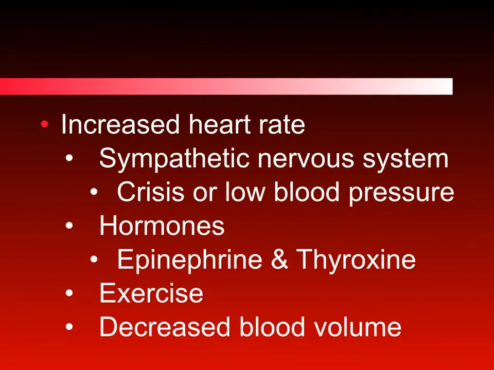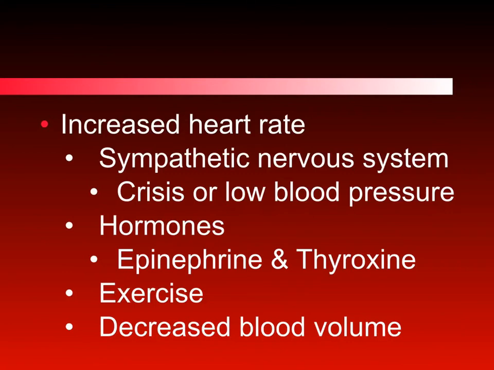So that is one way to regulate the heart rate. Other factors that increase heart rate include, obviously, the sympathetic nervous system. In times of emergency or crisis, it's going to increase how fast the heart beats. Also, hormones or neurotransmitters like epinephrine and thyroxine can increase the heart rate. Physical exercise can also increase heart rate. And also, if there is not enough blood in the heart to pump out, then it's going to increase the heart rate to try to get more blood out.